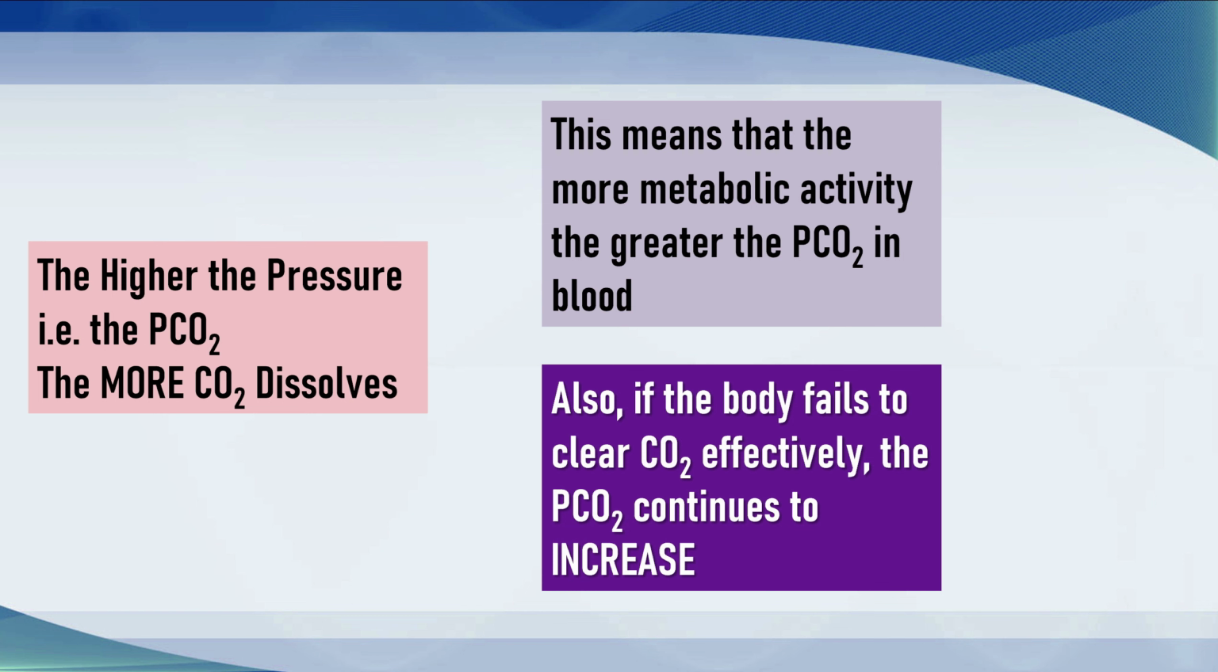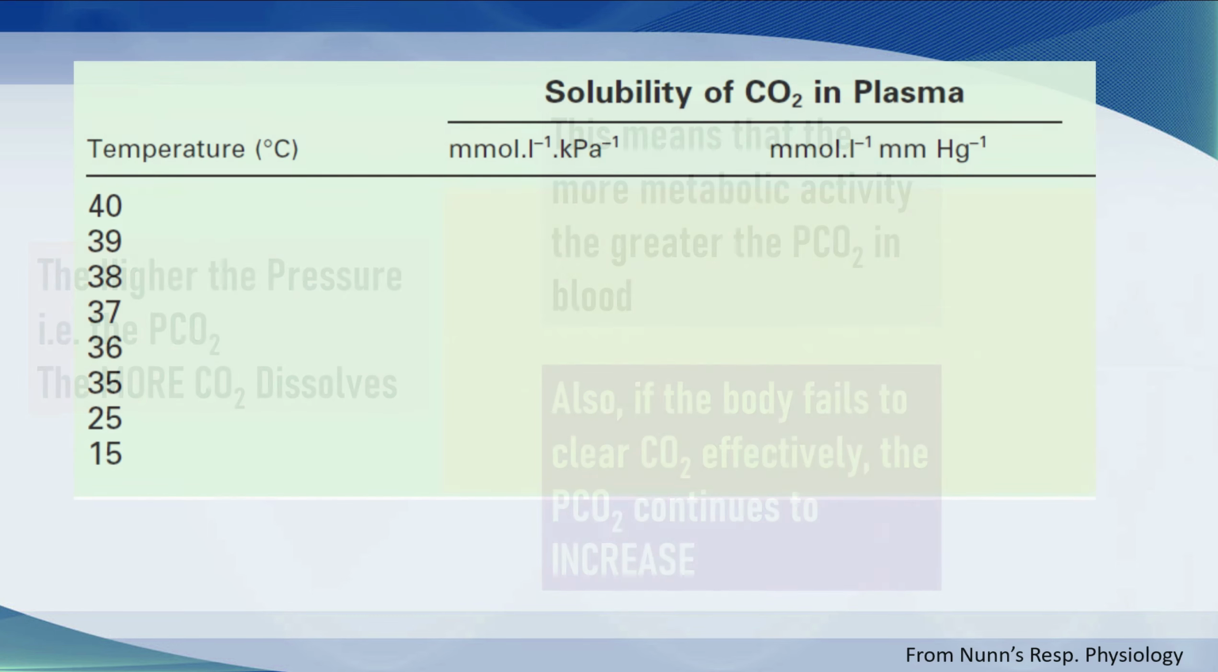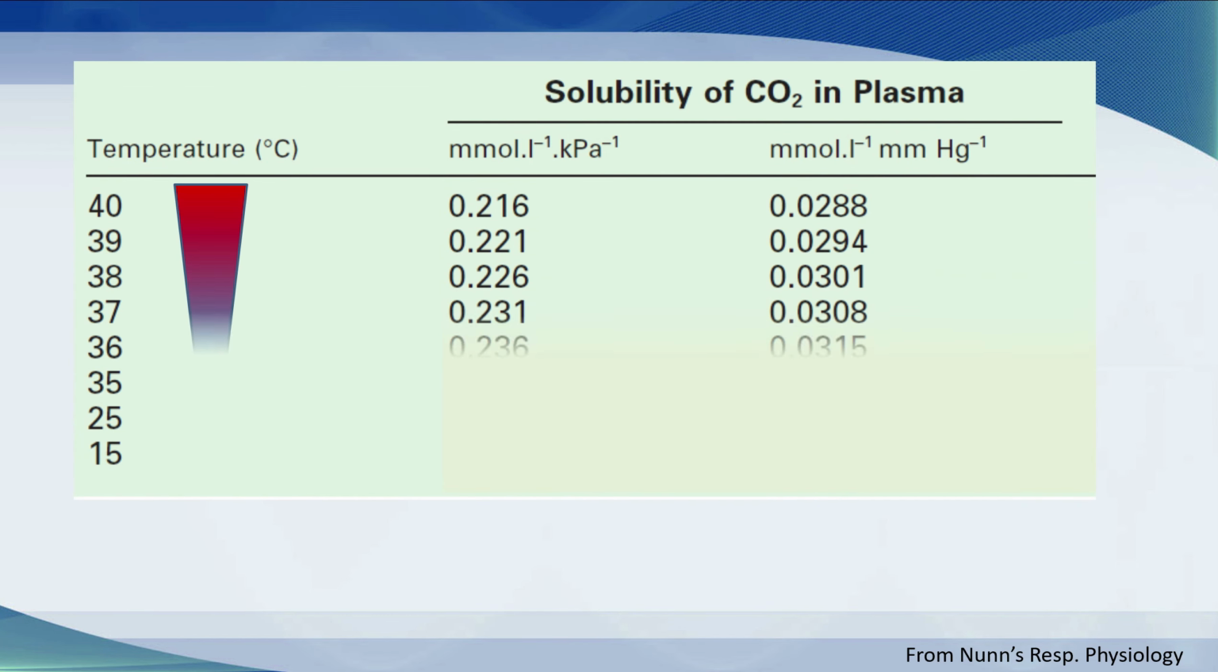It means that the more metabolic activity, the greater the PCO2 in blood, and if the body fails to clear CO2 effectively, the PCO2 will continue to increase progressively. So we know that our patient who is apneic for 10 minutes will progressively generate a higher and higher and higher PCO2. But wait, there is more.